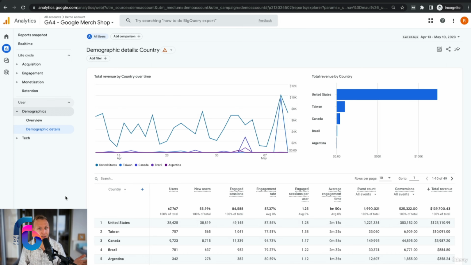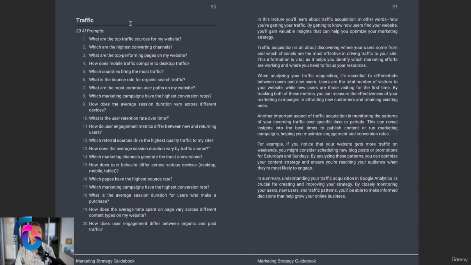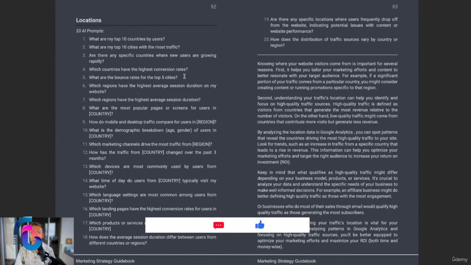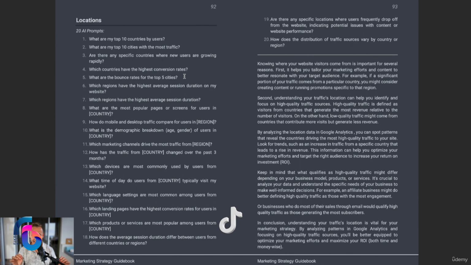Now remember, you always have analytics intelligence. In the guidebook, if you move over to the next lecture called Locations, you're going to have 20 AI prompts that you can copy paste and get in-depth information about the location of your traffic anytime.